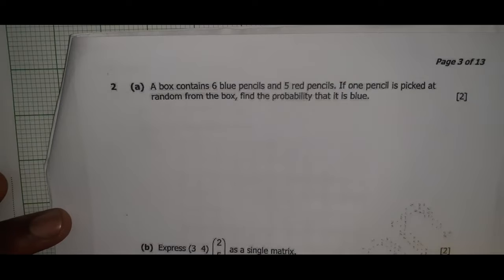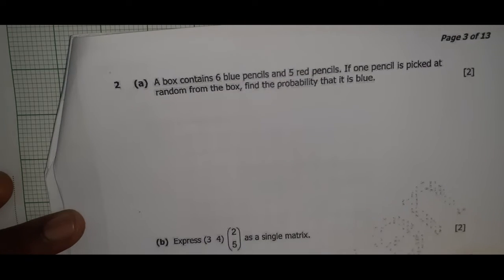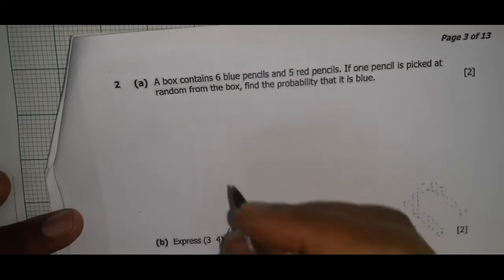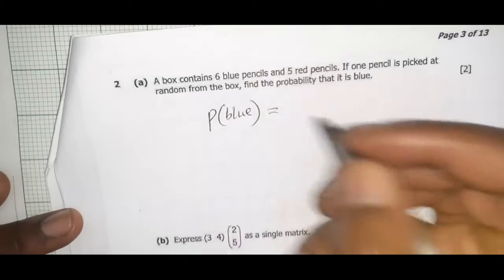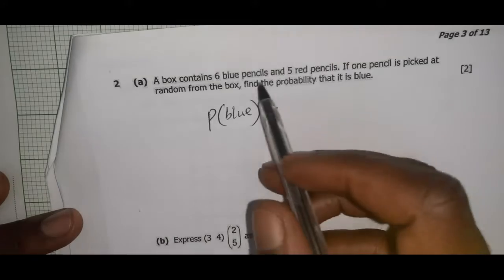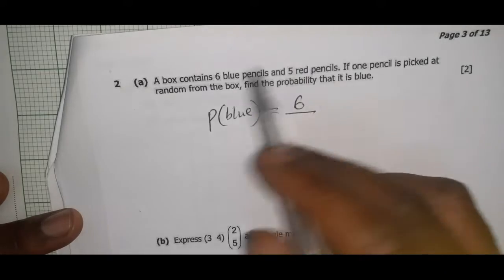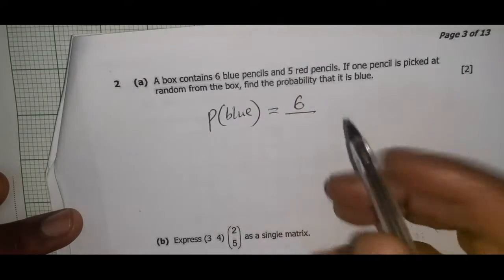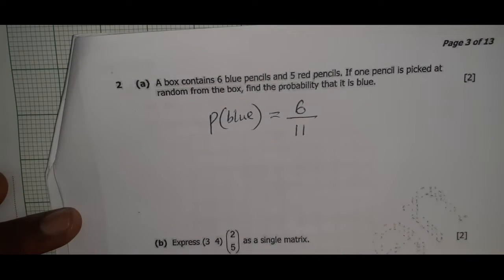Question 2A. A box contains 6 blue pencils and 5 red pencils. If one pencil is picked at random from the box, find the probability that it is blue. How many blue pencils do we have? The probability of picking a blue pencil is equal to the number of blue pencils, 6, over the total number of pencils. How many pencils do we have altogether? You add them: 11. That is what will be our answer there. You get 2 marks just like that.